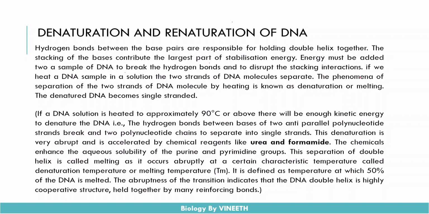If you supply only heat, only the hydrogen bonds will be broken down, and the strands will stay intact. There is no disruption of the strands, the two antiparallel strands. So when you want DNA strands to be intact, you should not supply the urea and formamide. When you want to break down every single nucleotide of the DNA, then you can use the heat along with the urea and formaldehyde solutions. These chemicals enhance the aqueous solubility of the purine and pyrimidine groups, hence separation or disruption of the double strand will be much easier.